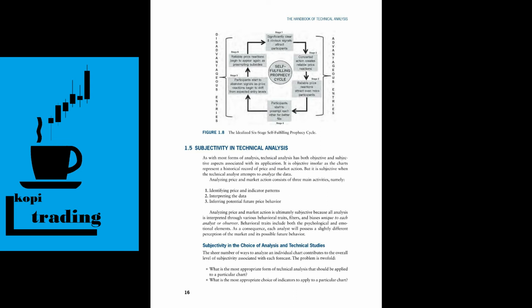Analyzing price and market action consists of three main activities, namely: 1. Identifying price and indicator patterns. 2. Interpreting the data. 3. Inferring potential future price behavior. Analyzing price and market action is ultimately subjective because all analysis is interpreted through various behavioral traits, filters, and biases unique to each analyst or observer.